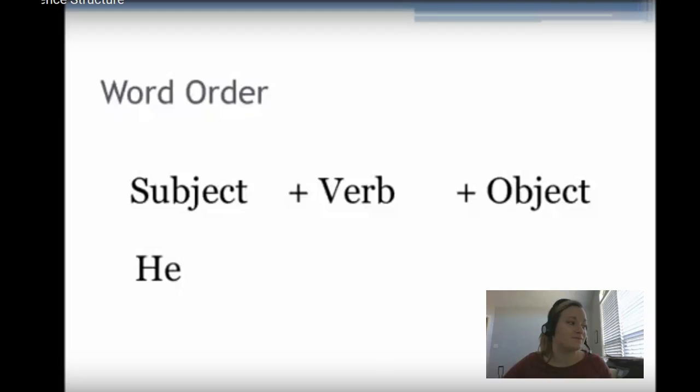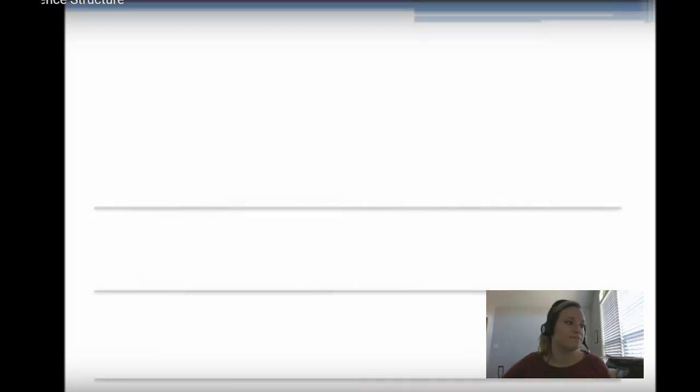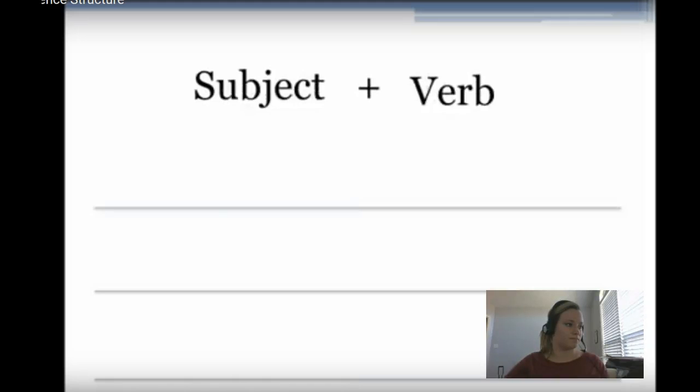This sentence says, he reads books. He is the subject, reads is the verb, books is the object. In English, sentences always have this order. Some other languages, like Japanese, have different sentence orders. Let's look at different English sentence patterns. English sentences have 5 basic patterns. First, there is subject plus verb.